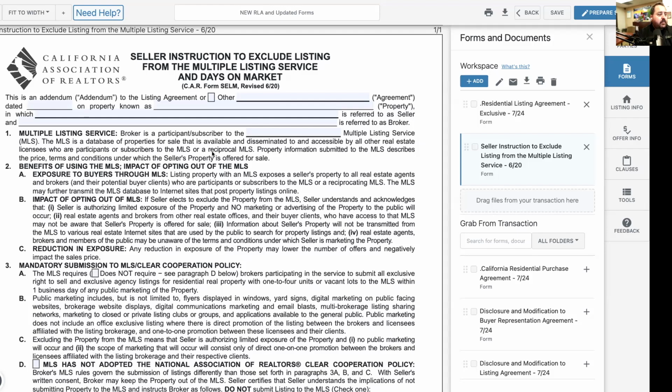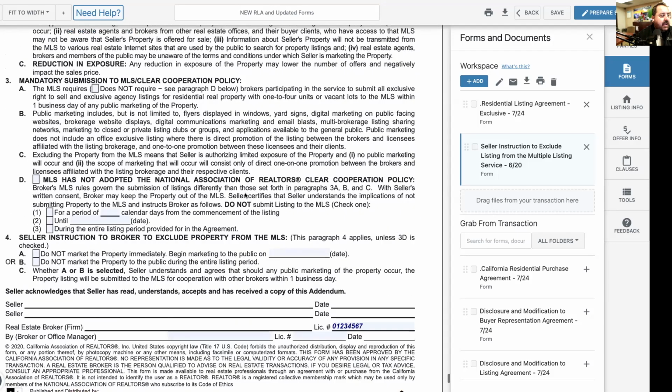And they have a date when you're going to do it, right? Either for a period of a certain amount of calendar days. Let's say that for the first 12 days, we're not going to market the property at all. Then you would put that in here for a period of 12 days from the beginning of the listing, and then I register it for those 12 days, okay?